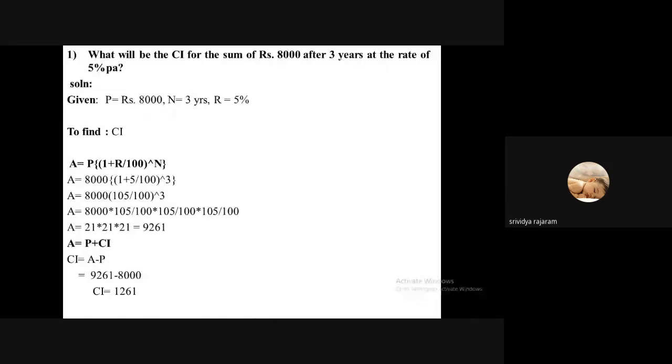So guys, we can directly use the formula of CI. It is not at all wrong. But I felt somewhat comfortable using the A formula and then getting the value of CI from A. So I used the formula A = P into (1 + R/100) whole power n, and then I used the A = P + CI formula to get the value of CI. So am I clear with this problem? Okay. Shall we proceed with the next problem?